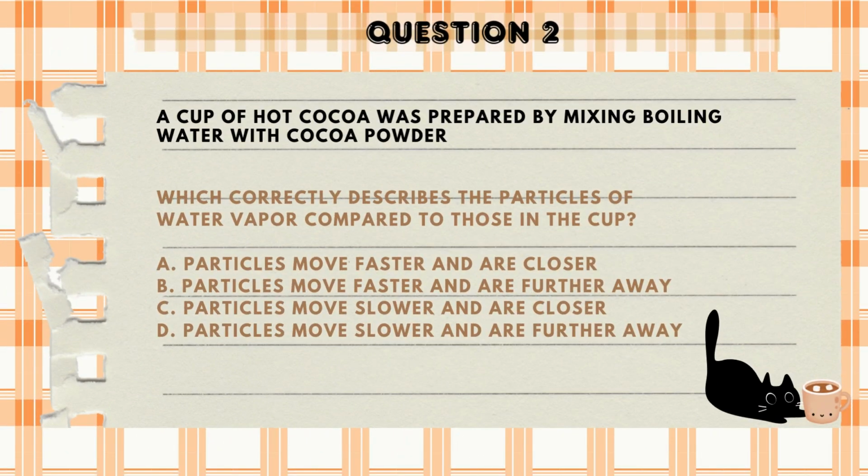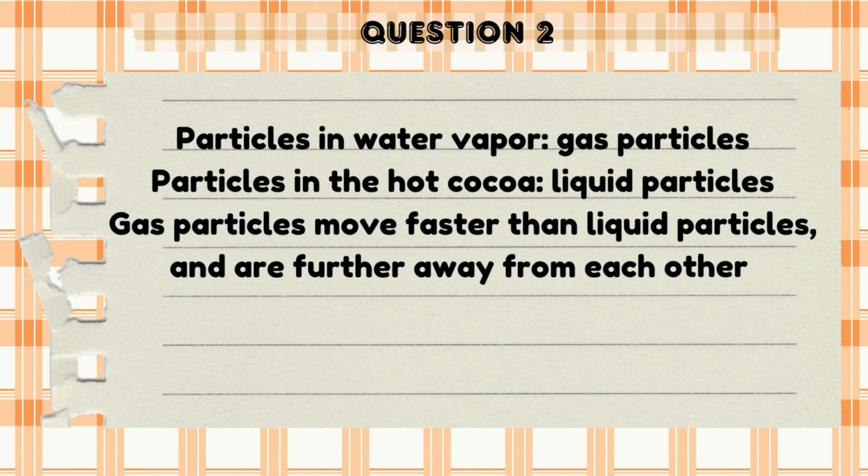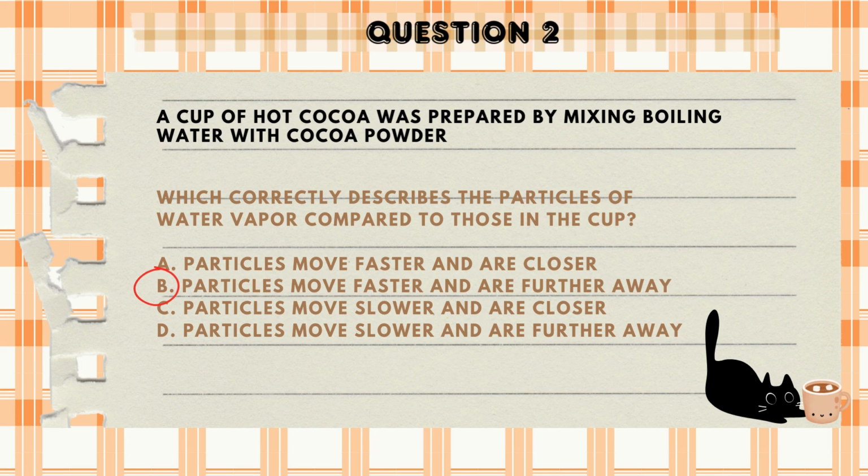Let's look at question 2. A cup of hot cocoa was prepared by mixing boiling water with cocoa powder. Which correctly describes the particles of water vapor compared to those in the cup? We have that particles in water vapor are gas particles, but particles in the hot cocoa are liquid particles. From our previous videos, we can see that gas particles move faster than liquid particles and are further away from each other. So the correct answer would be B.